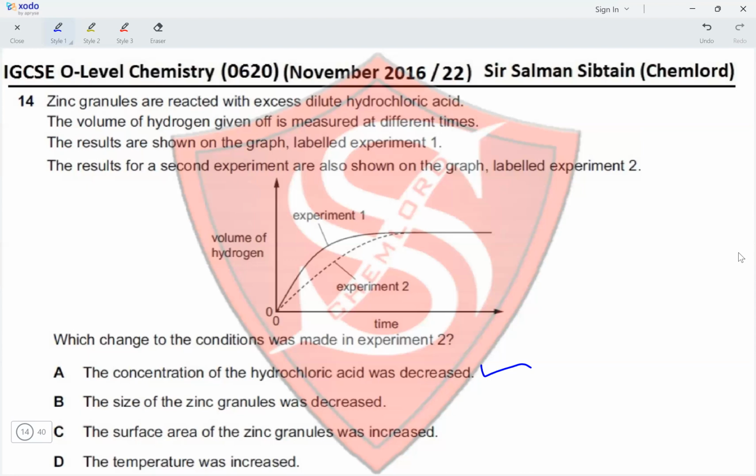The size of the zinc granules was decreased. If the size of the zinc granules was decreased, then the reaction would have been faster because there would be greater exposed surface area. So this is not it. The surface area of zinc granule was increased, same as point B. If the size was decreased, the surface area would be increased. So this is not it. The temperature was increased. Had the temperature increased, the rate of reaction would be quicker. Then the dotted line would be above the line for experiment 1, not below. So this is not it either. Therefore, option A is the correct option for this question.